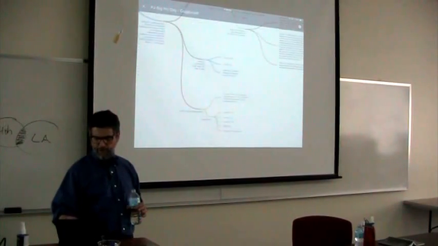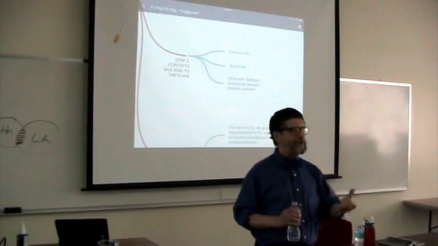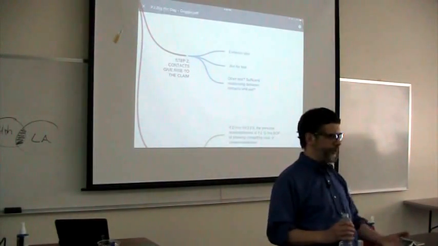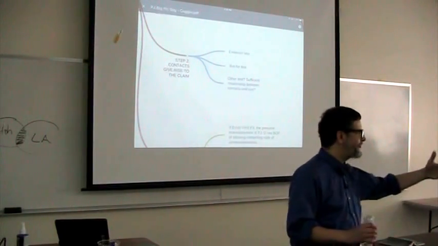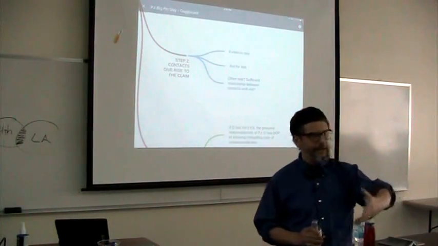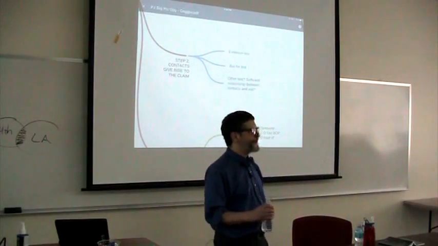The other steps are much more straightforward. The second step is the contacts gave rise to the claim. All right, so here we're looking at the relationship between the contacts with the state, the stuff you found in that first step, the purposeful availment. What are the connections between the contacts and the claim? Well, courts use a variety of approaches. I'll talk about three of them briefly.